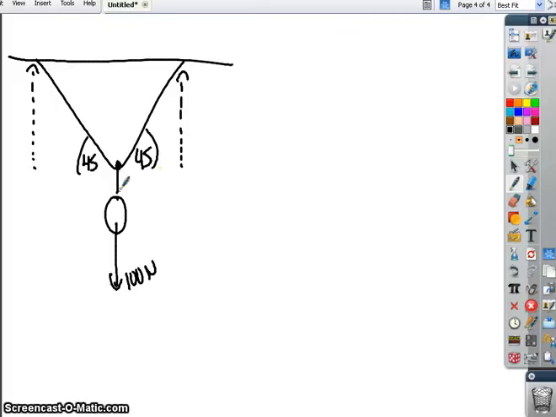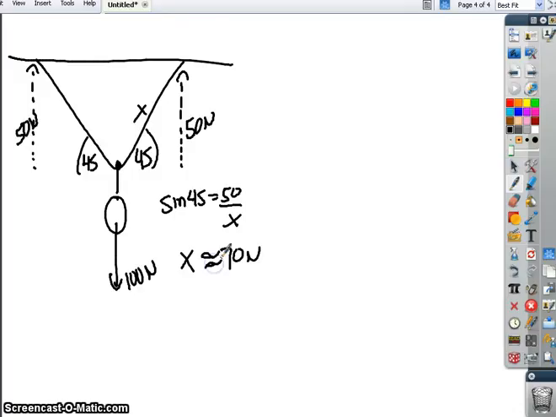then if I did my trigonometry, because this is 50 and this is 50, because it's 100 newtons, and these are equal because they're the same angle, sine of 45 equals 50 over x, this being x, would come out to be around 70. I could be off on that a little bit. I'm doing the math in my head right now as I go.